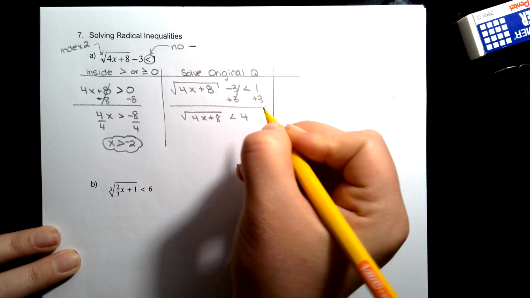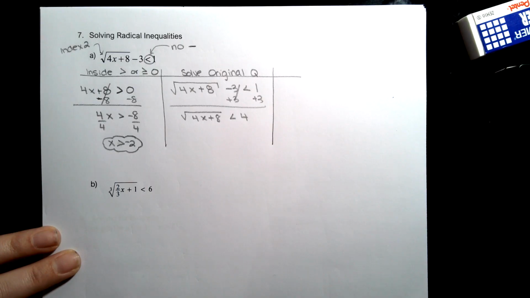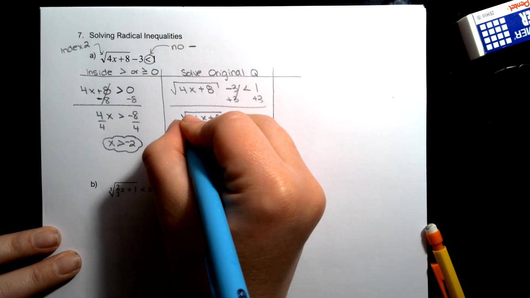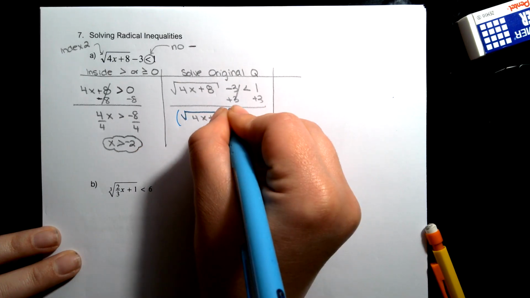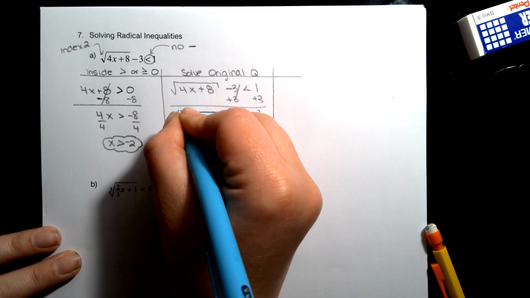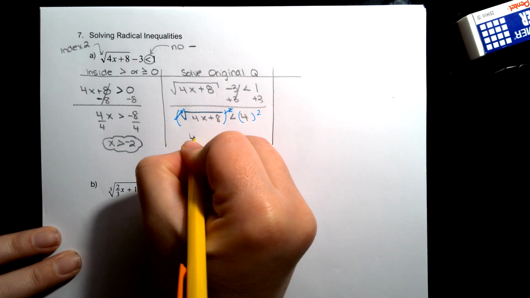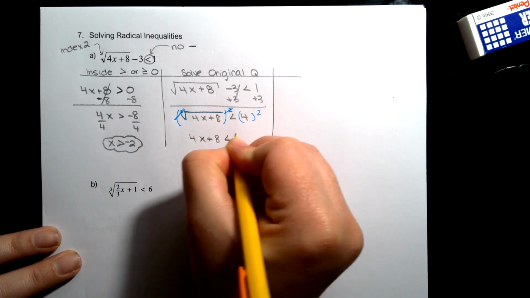Now remember, when you are solving, if you are multiplying or dividing by a negative number, you have to flip the symbol. Now that we're here, we have the square root by itself. We're going to square both sides because we need to get rid of the index and bring out our insides. So 4x plus 8 is now less than 16.